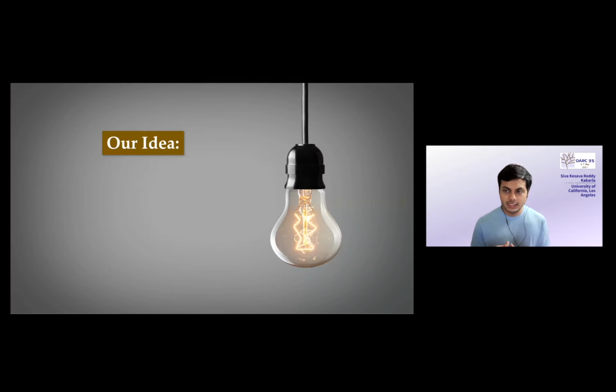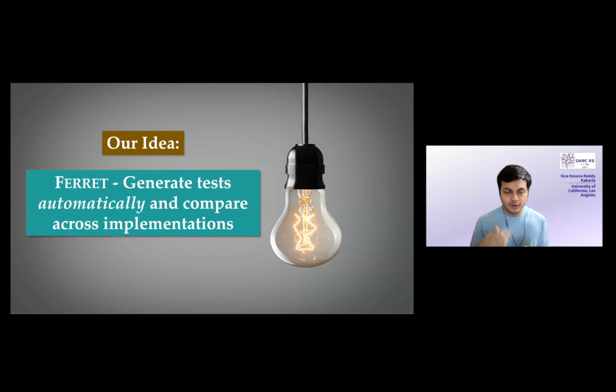Our key idea is to generate tests automatically, thus avoiding the laborious and manual way of writing tests. To know what is the expected answer for a generated test, we can simply compare the responses from multiple implementations. When one or more DNS implementations disagree with others, we flag this as a potential bug. Our tool, which automatically generates tests and compares the responses from multiple implementations, is called Ferret.